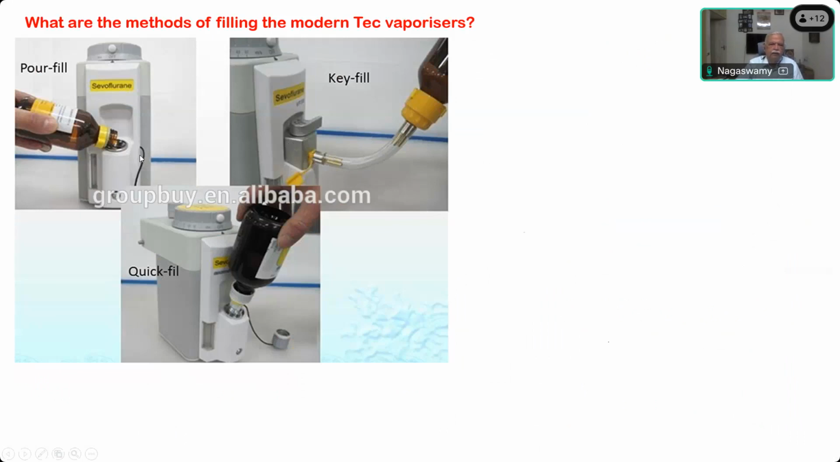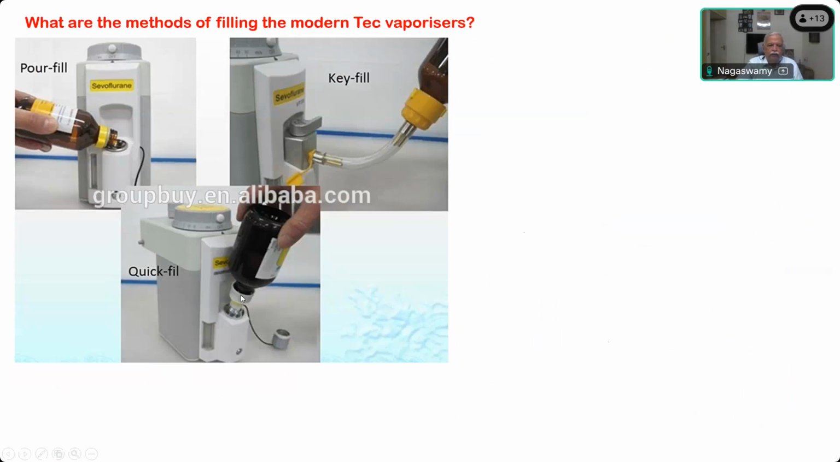key filling. This is direct pouring. You can just remove the cap on that and then start pouring. Of course, this will cause a little wastage. Some of it will fall outside. And when sevoflurane was introduced, it was very expensive. So in order to minimize that expense, other methods like key filling and quick filling were introduced.